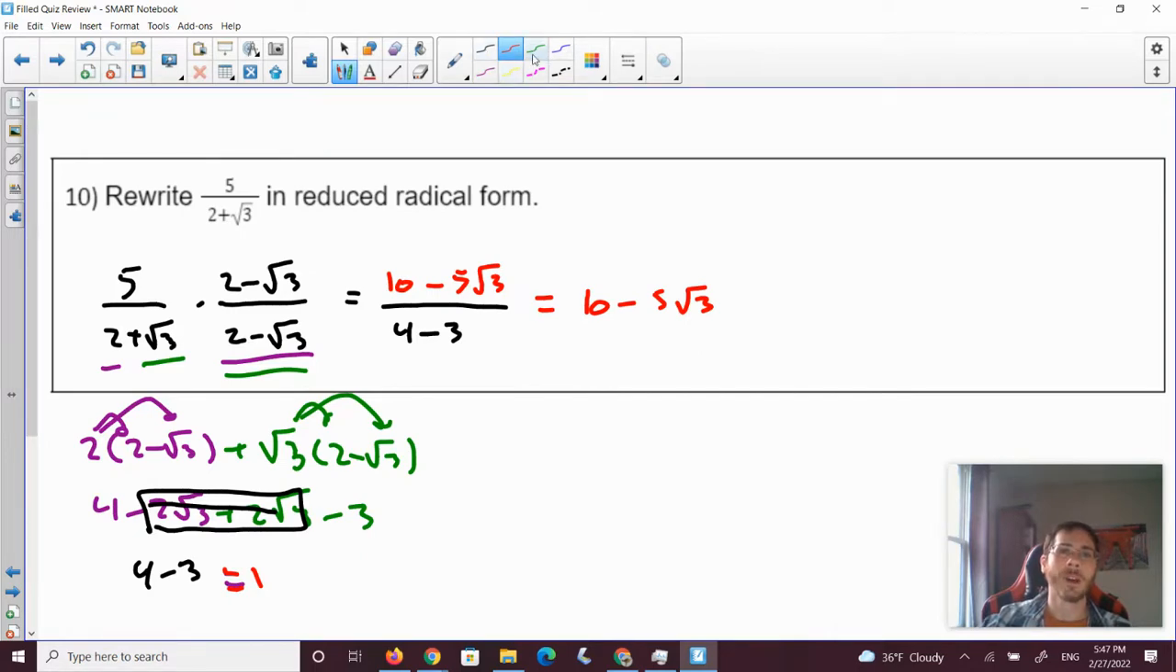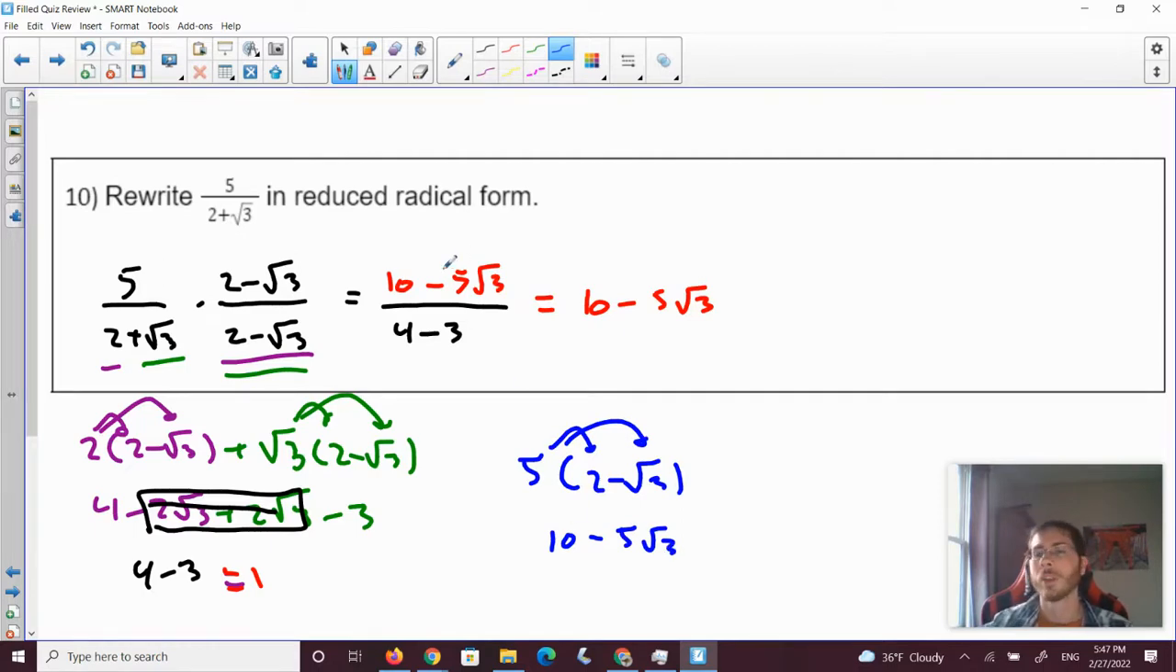If I want to see the top out a little bit more, what I'm doing is I'm doing 5 times 2 minus root 3. And this one's only a single distribute, 10 minus 5 root 3. And that just gives me the 10 minus 5 root 3 here. So that's it. So that's how we do number 10. Again, the final answer, we already found that one a while ago. It's the 10 minus 5 root 3, but that's what it is.